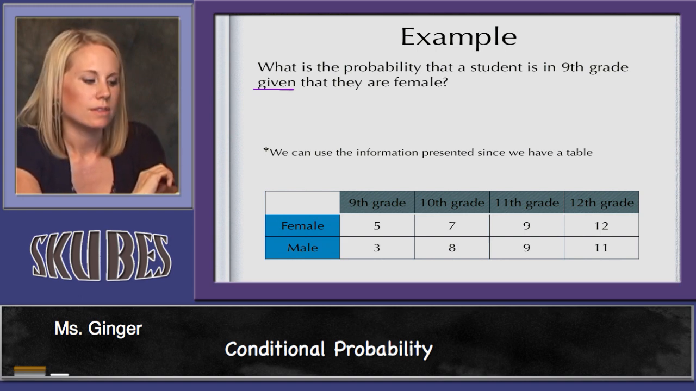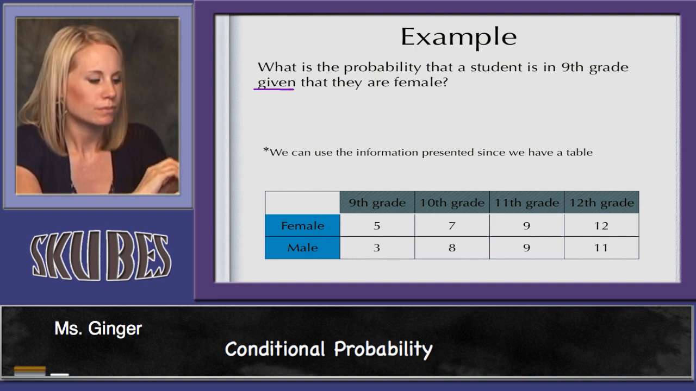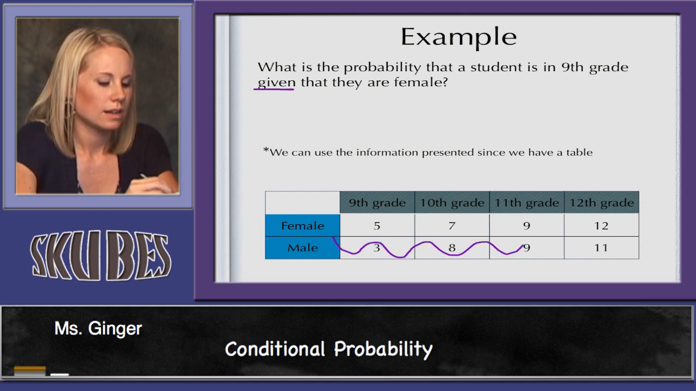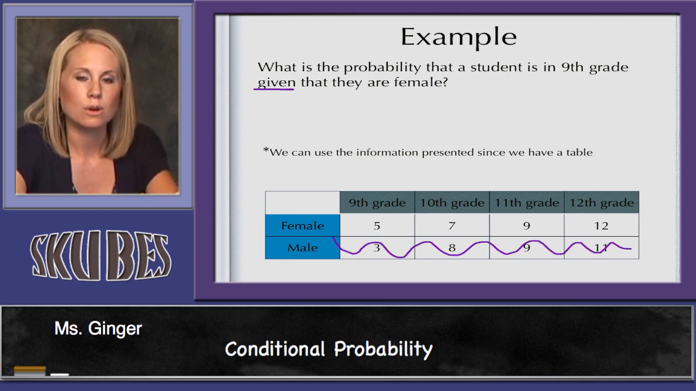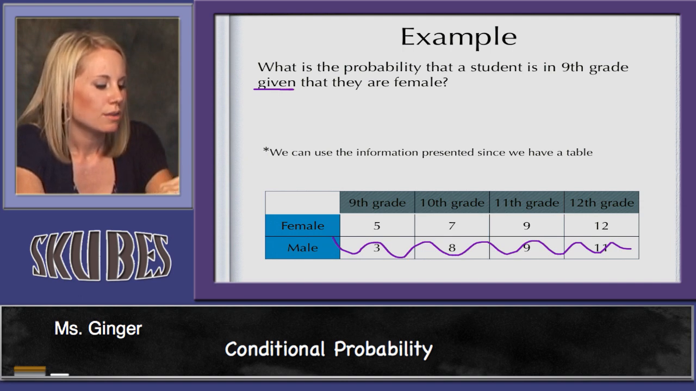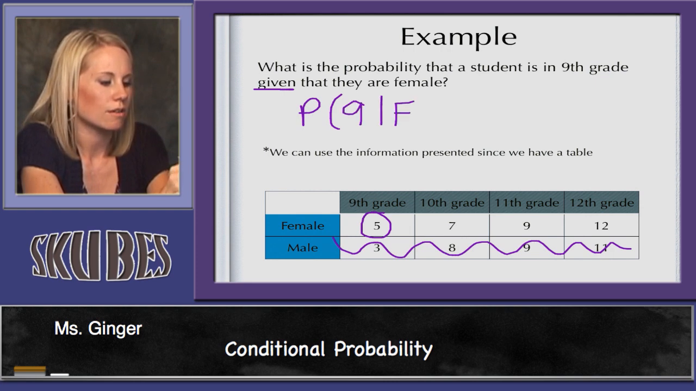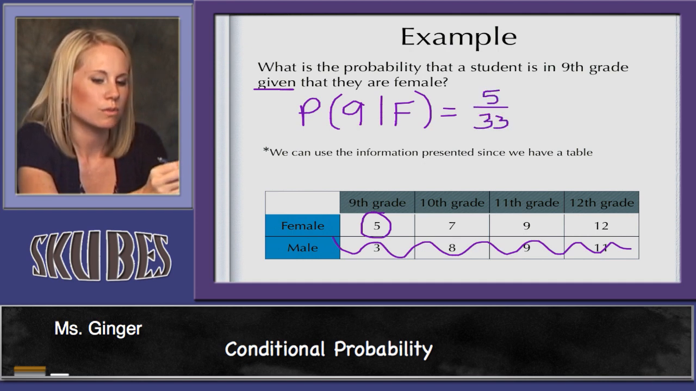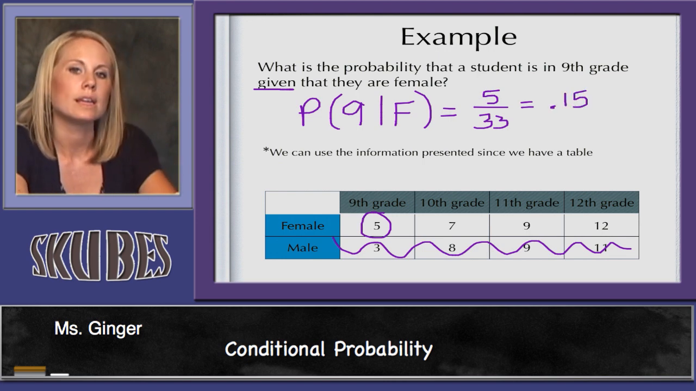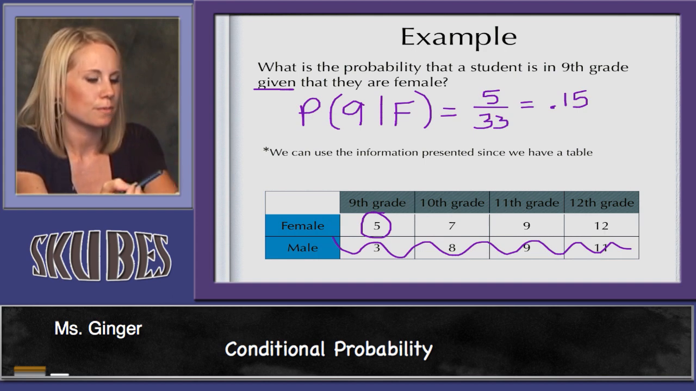So I already know that this student is a female. Given that they're already a female, what's the probability that they're in 9th grade? So it's kind of like the males are just gone because it's already told me that I'm dealing with females. So for 9th grade, I'm going to focus in here on the 9th grade column. I have 5 females. So the probability that I have a 9th grader given that they are female is going to be 5 out of, remember we had 33 total females. So that gives me roughly 0.15 is the probability of that happening based on the information in our table.